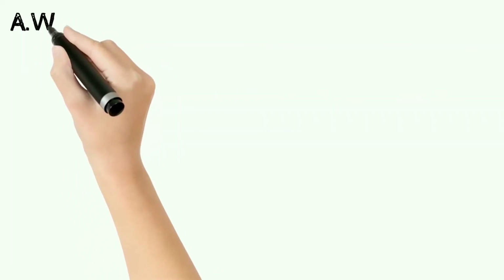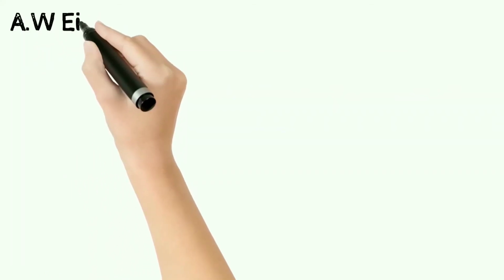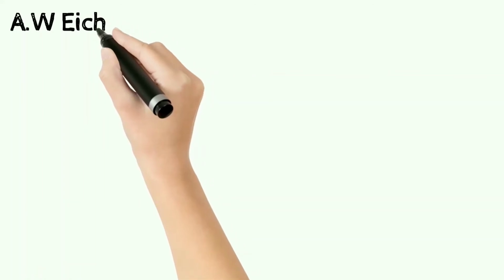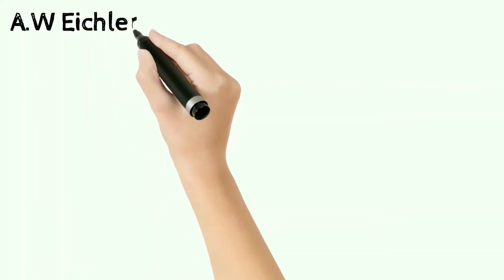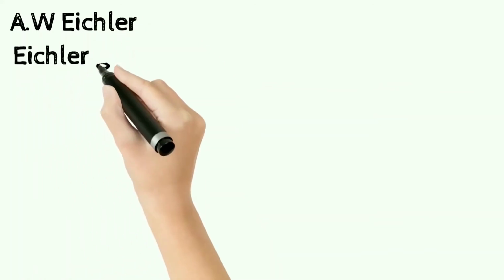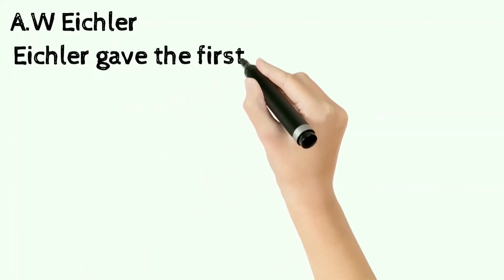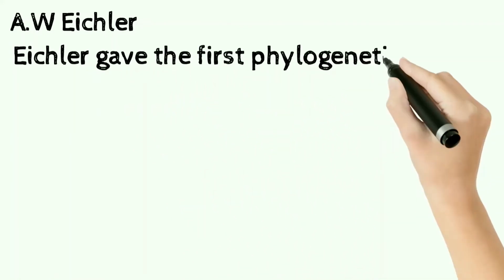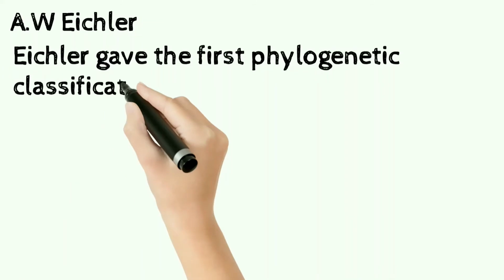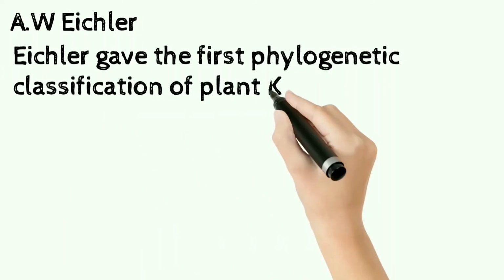In this book they divided spermatophyta into 202 families and three classes: dicotyledon, gymnospermy, and monocotyledon.